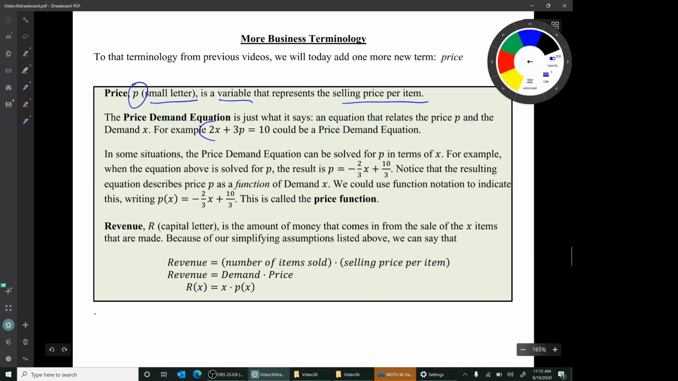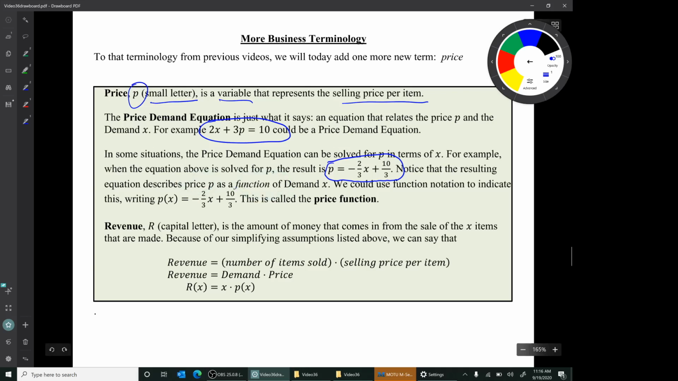So for example, this equation, 2x plus 3p equals 10, could be a price-demand equation. Now in some situations, the price-demand equation can be solved for p in terms of x. So for example, if you solve that equation above for p, you end up with this: p equals minus 2/3 x plus 10/3. This equation has the letter p on one side and a bunch of stuff involving x on the other side. So it describes the price p as a function of the demand x.